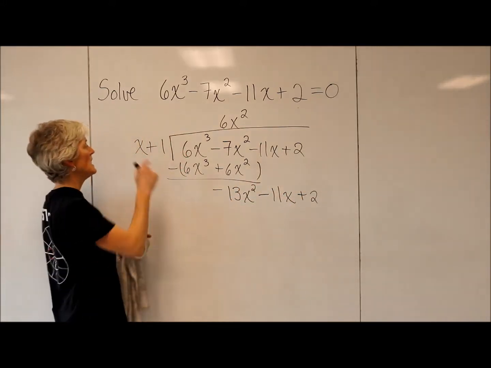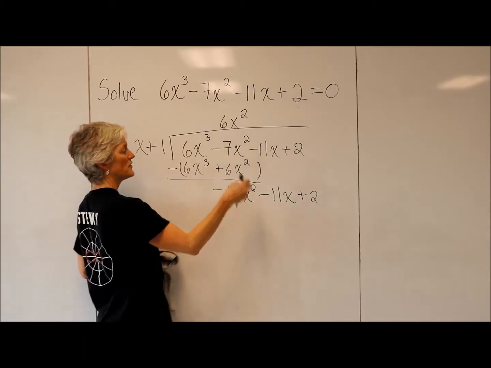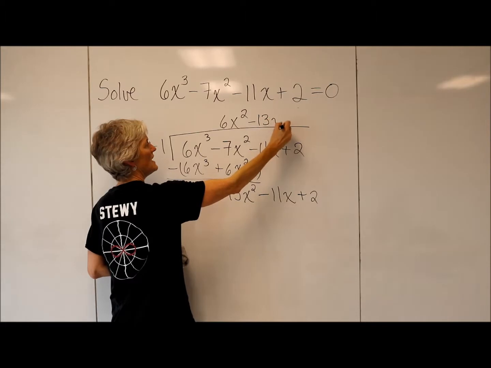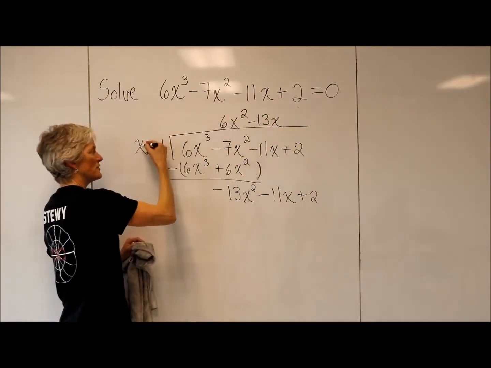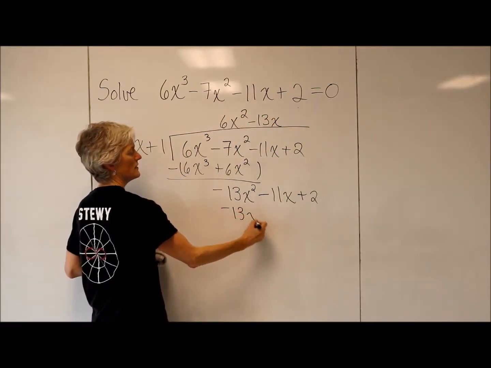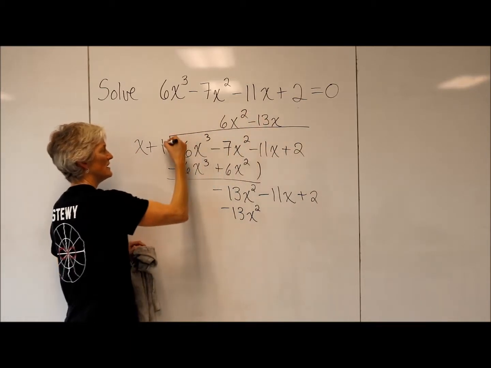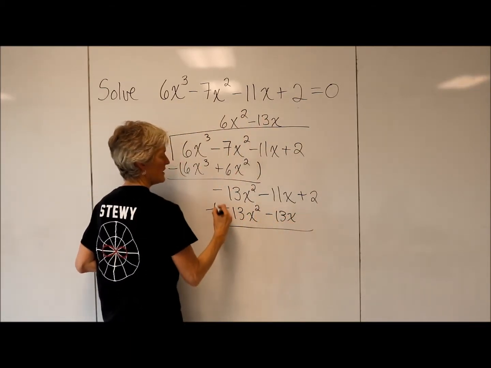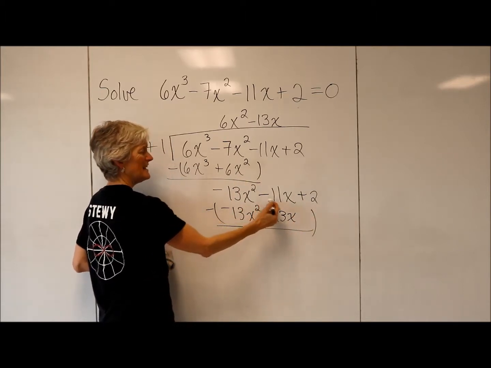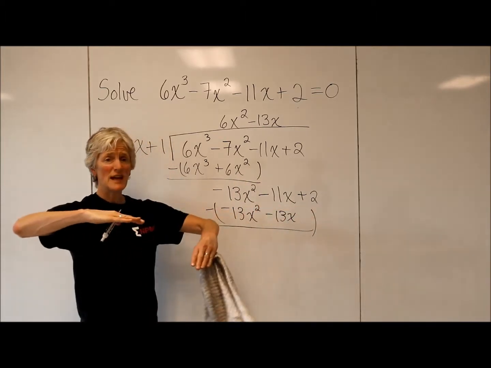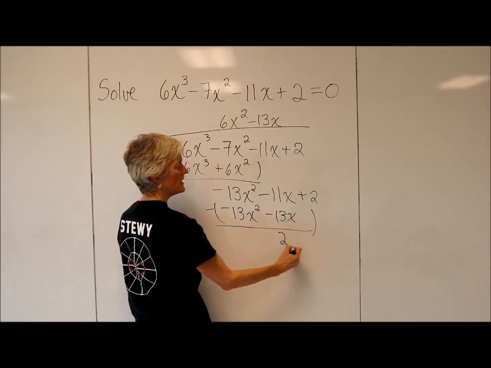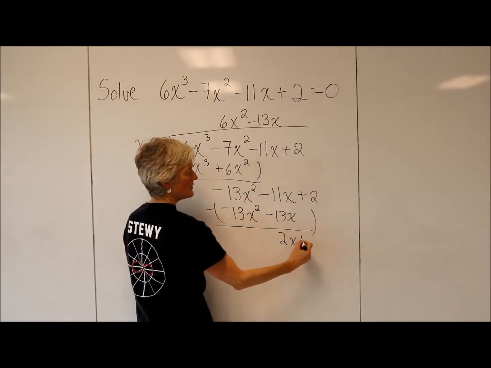Start the process again. x times what is negative 13x squared? Negative 13x. Multiply negative 13x by x. Negative 13x times 1. And I subtract. Those go away. Negative 11 minus a negative 13. That's a negative 11 plus 13. And bring down the 2.